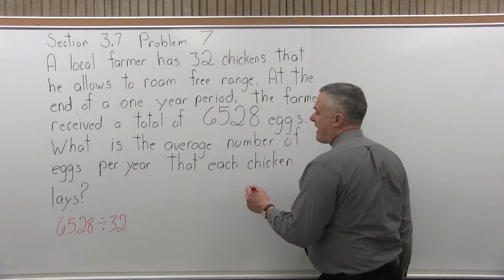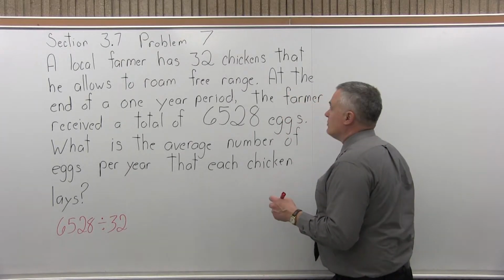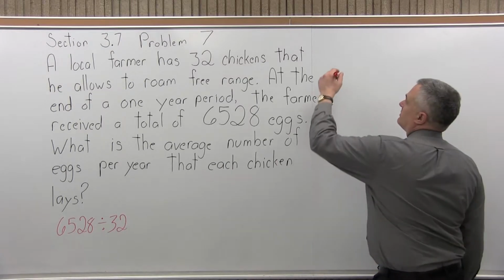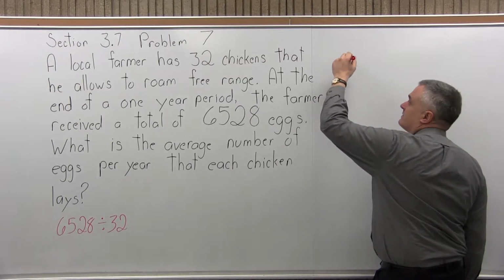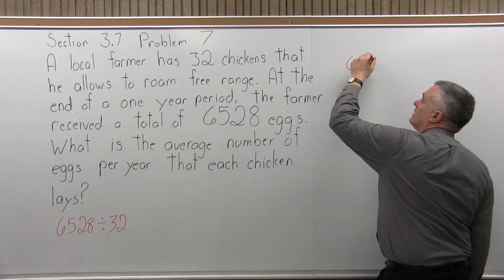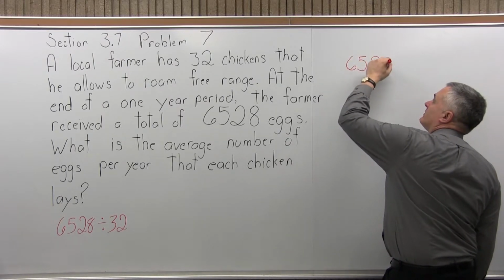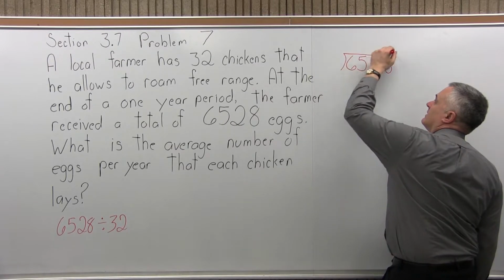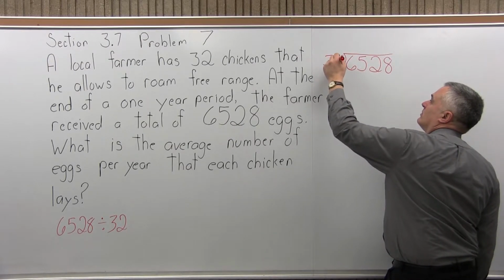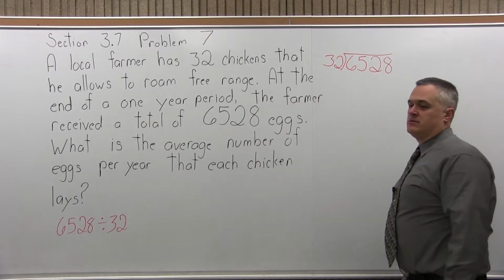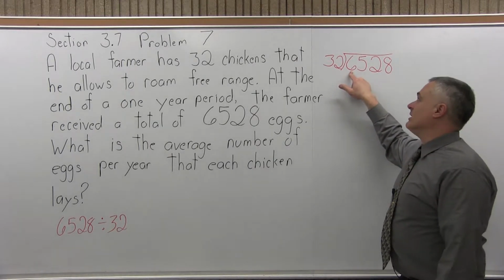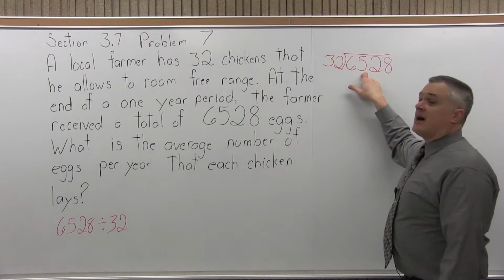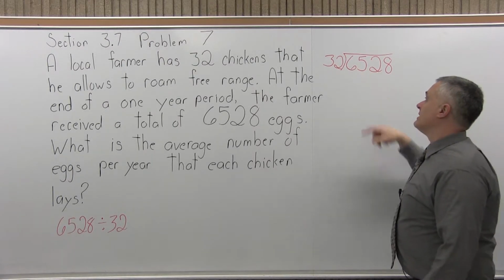Now, where we don't have a calculator to use, let me do it where I have a little bit of room. 6,528 will go under the division symbol to do it by hand. And the 32 will go in front of the division symbol. So 32 divides into 6. 6 isn't big enough. It won't go in. 32 goes into 65. That'll work. It'll go in twice.